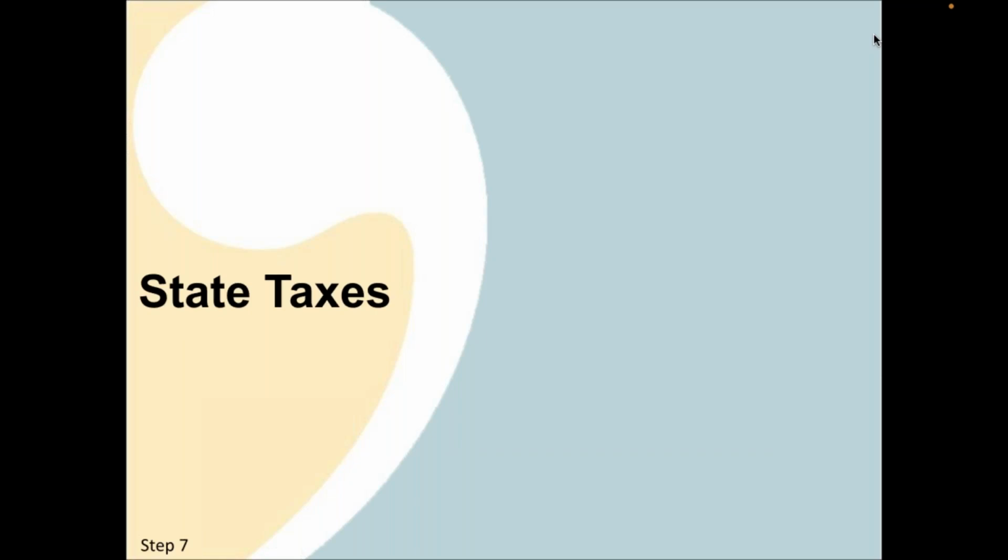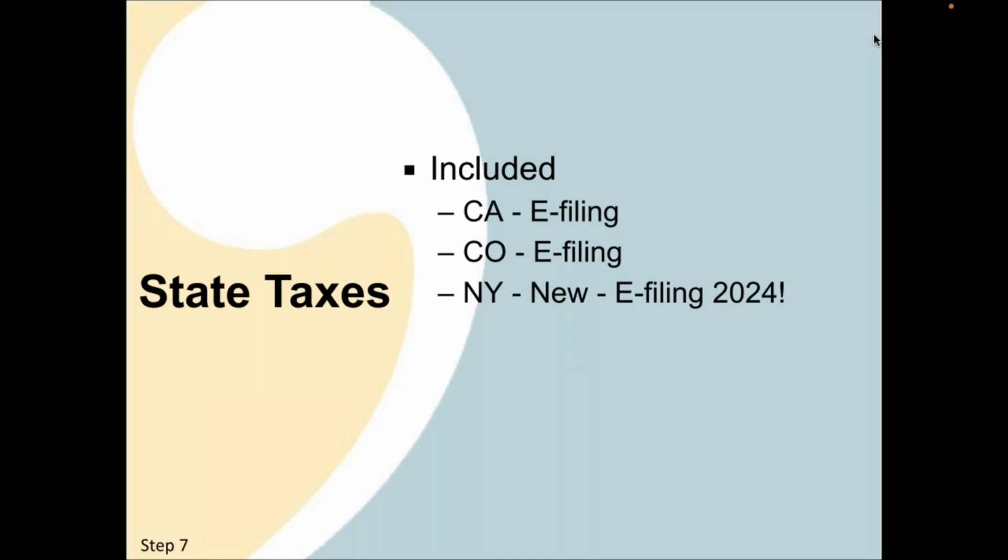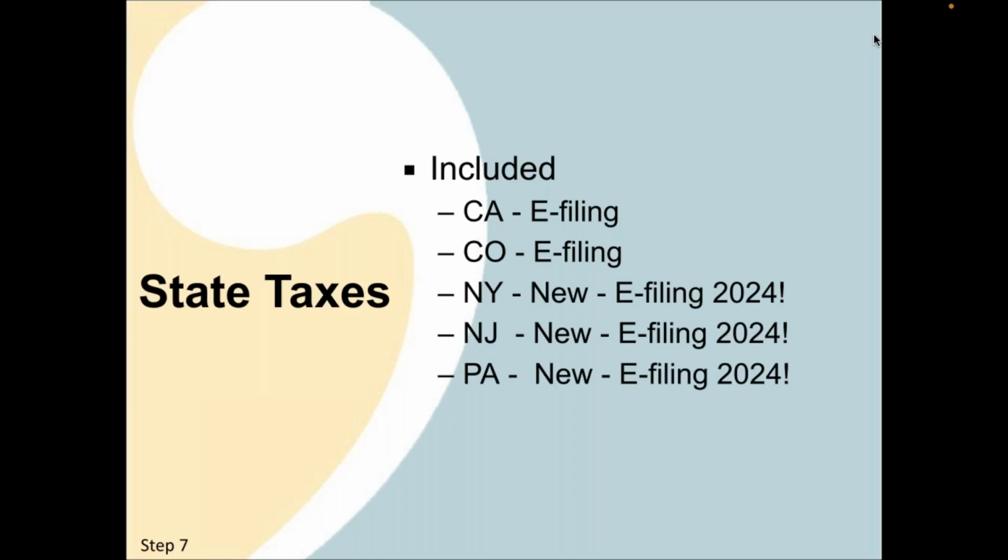Some states require you to file state partnership returns as well as your federal returns. Included in your bivio subscription are state tax preparation programs and e-filing for California, Colorado, New Jersey, New York, and Pennsylvania. If your club needs them, state returns for these 5 states were automatically generated by bivio in step 5. New this year, bivio offers e-filing for 2024 returns for all of these included states.